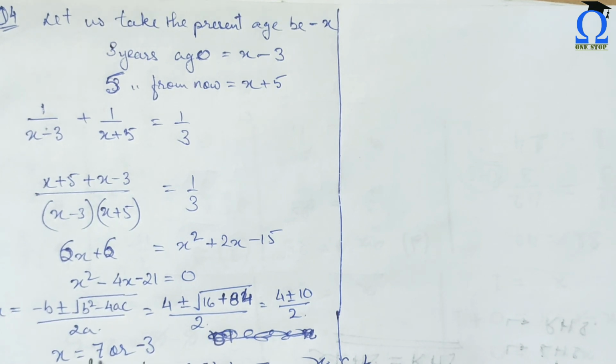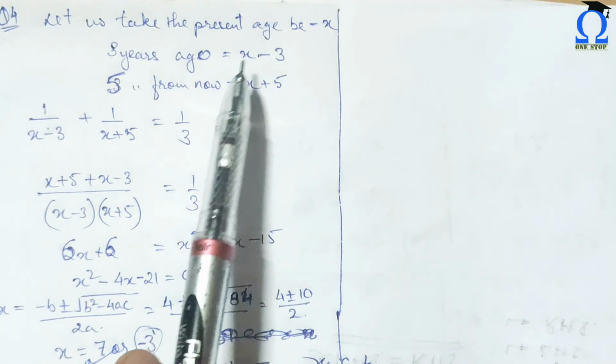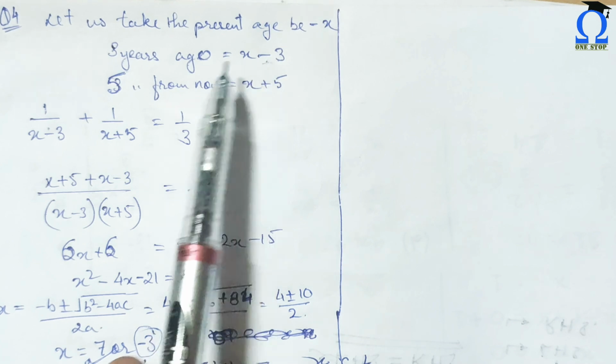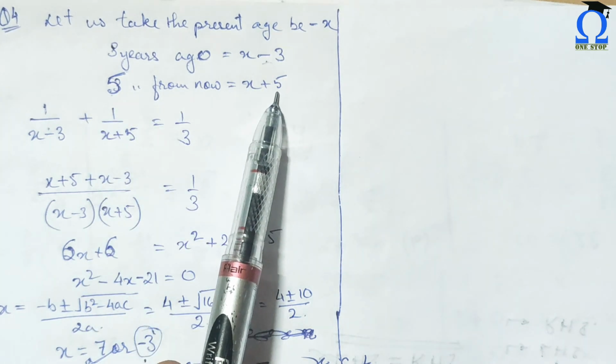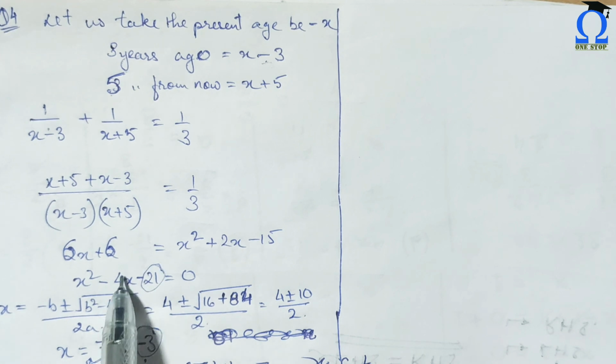Okay, so obviously we will be neglecting the negative sign because age cannot be negative. So 7 is the correct answer. 3 years ago he was 4, and 5 years from now he will be 12. Okay, so 7 is the correct answer. Now if we apply the splitting the middle term method here, then also 7 threes are 21 and 7 minus 3 is 4. Okay, so we can apply any of the methods here.